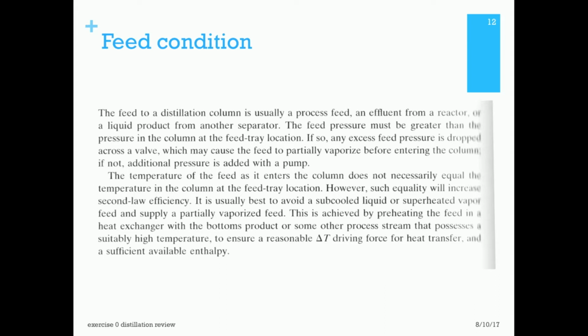The temperature of the feed doesn't necessarily equal the temperature on the feed tray. The multi-component distillation equations will solve for what the temperature really is. Usually, however, you will avoid a subcooled liquid and you will avoid a superheated vapor and try to supply a partially vaporized feed. This can be done in a number of ways. The most common way is to use energy recycle and use either the distillate or the bottom stream to heat up incoming feed that may not be as a saturated vapor at the feed condition.